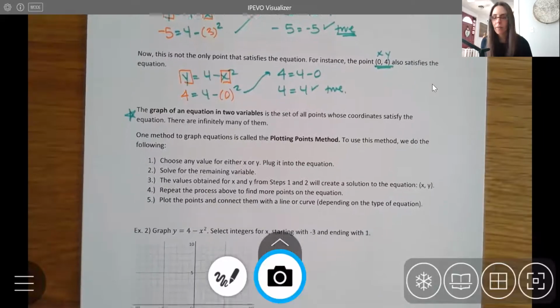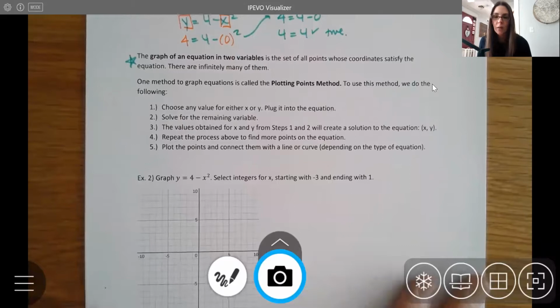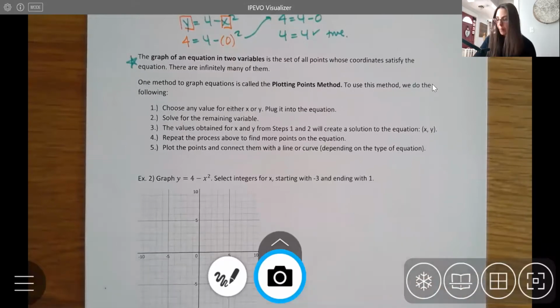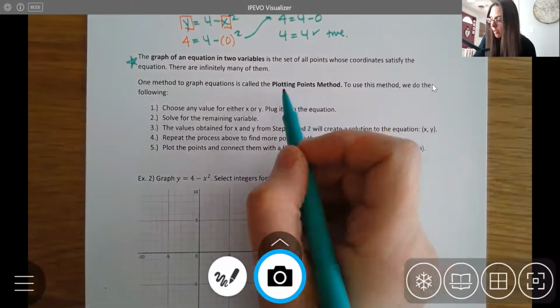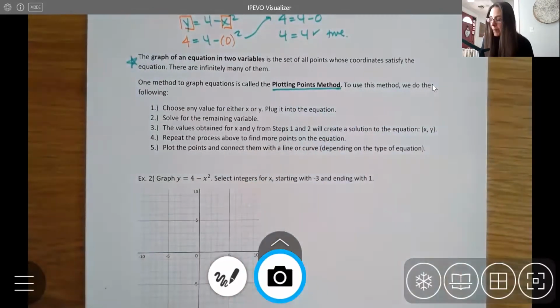All right, let's actually get into graphing now. There are different ways that we can graph equations, but one of the most basic ways is to use what's called the plotting points method. And I just kind of wrote some general steps here for how to do that.